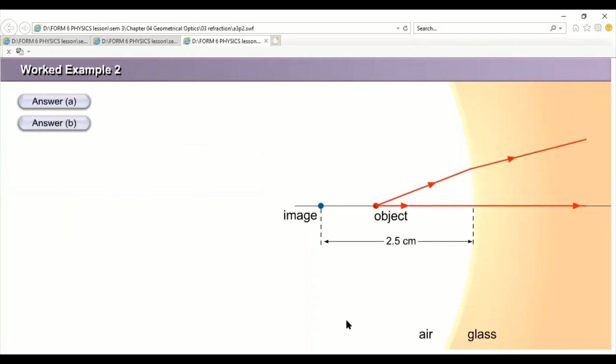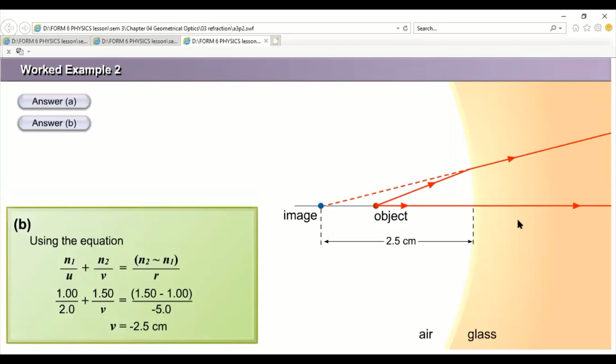Another example. If we place the object 2 cm in front of the concave surface, where the refractive index of air is 1, refractive index of glass is 1.5, we get that the image formed will be -2.5 cm, in front of the concave surface.